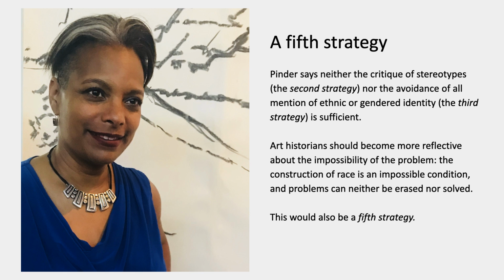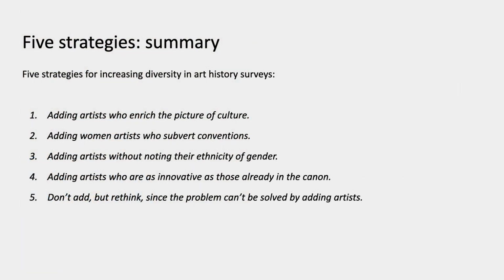It's a different kind of strategy, so I'll just put these on one last time to compare the fifth with the others. So the first one, adding artists who enrich the picture of culture. The second, adding women artists, I should just say artists, who subvert conventions. The third, adding artists without noting their ethnicity or gender. The fourth, adding artists who are as innovative as those already in the canon. And then the fifth would be something like, don't add, but rethink, since the problem can't be solved by adding artists.